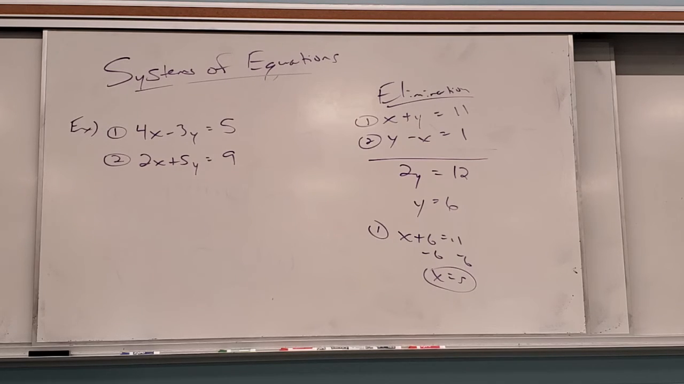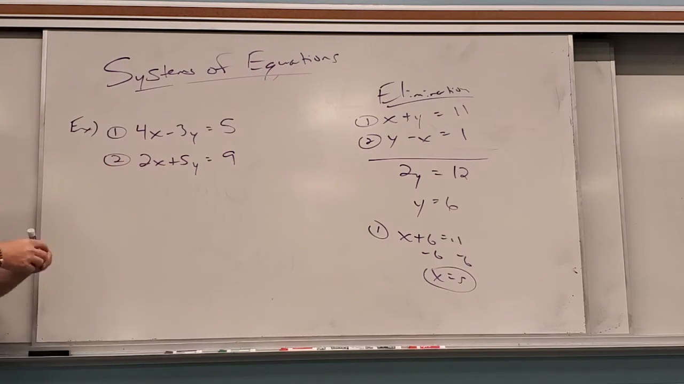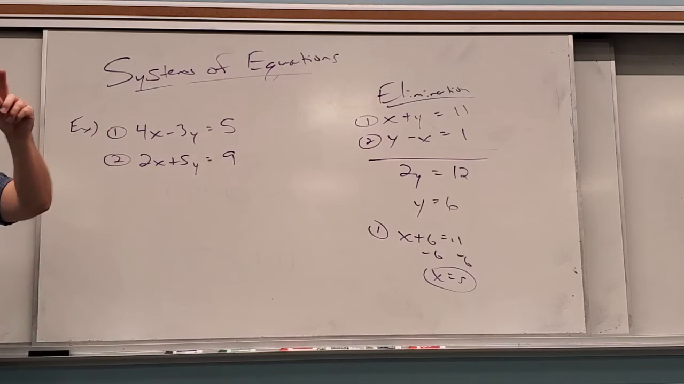But aren't I allowed to multiply both sides of an equation by anything I want except 0? So couldn't I take number 2 and multiply it by, what would I multiply it by so these would cancel? What do I wish was here? -4. So I'm going to multiply this equation by -2. Both sides. Completely legal. Yes?